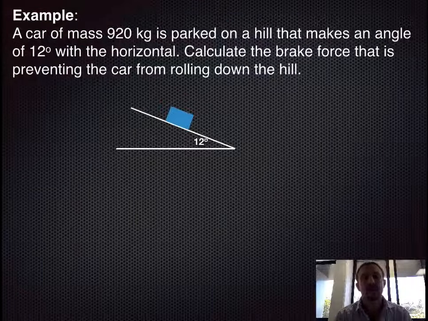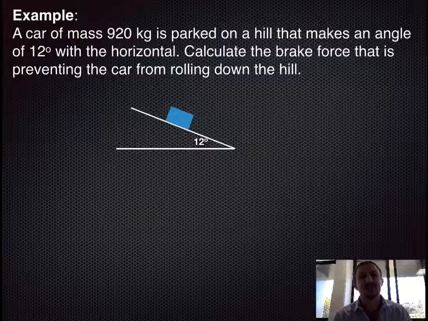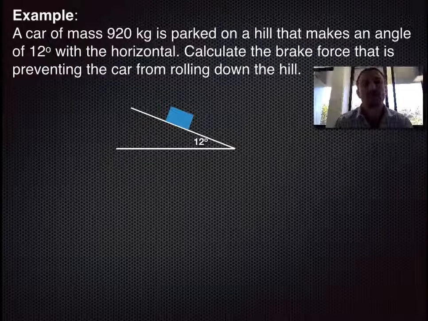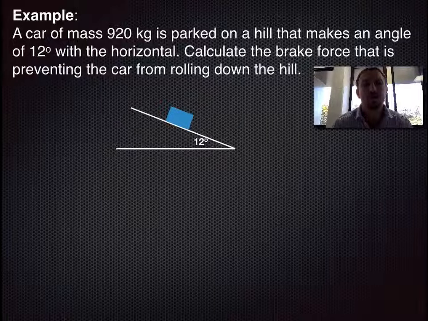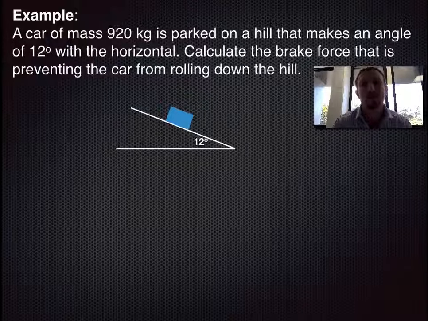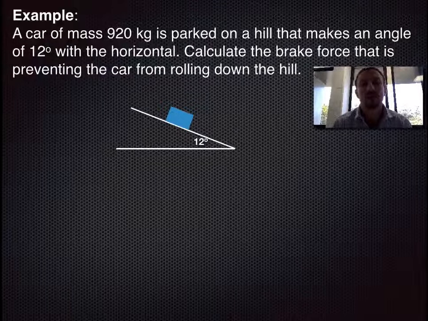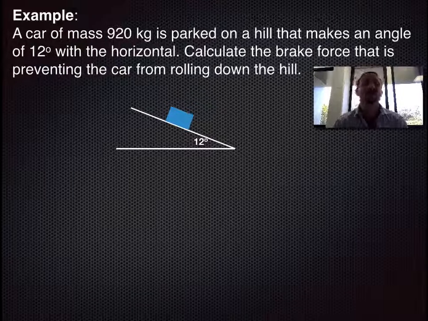But here's one that we're going to have a look at. In this case, we've got a car of mass 920 kilograms parked on a hill that makes an angle of 12 degrees with the horizontal. We're going to calculate the brake force that is preventing the car from rolling down the hill. Well, the brake force is literally the frictional force which is going to be acting.